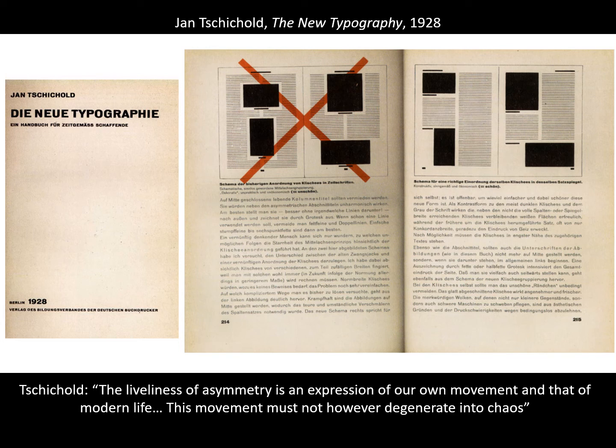So on the right here, you see he recommends this for a page layout with the images asymmetrically organized on the page. Describing this, he says, "The liveliness of asymmetry is an expression of our own movement and that of modern life. This movement must not, however, degenerate into chaos." That is key, right? This is what distinguishes the new typography from Dada. Now we can say that all of this comes from Dada, it does, but what the graphic designers are trying to do is take the energy of Dada and make it more communicative.